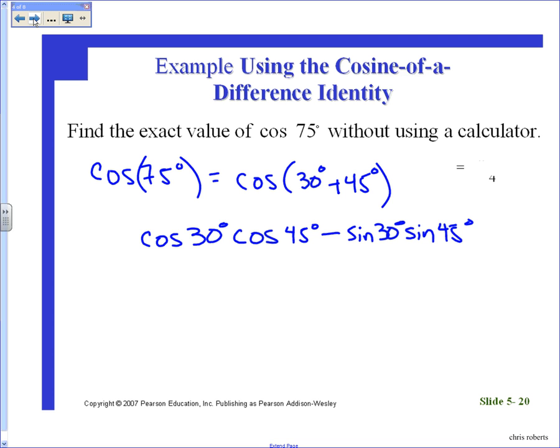Now, each one of these has a value. Cosine of 30 degrees, cosine of 45 degrees, sine of 30, and the sine of 45 degrees. So I'm going to do the easy ones first, because I know that the cosine and the sine of 45 is root 2 over 2.